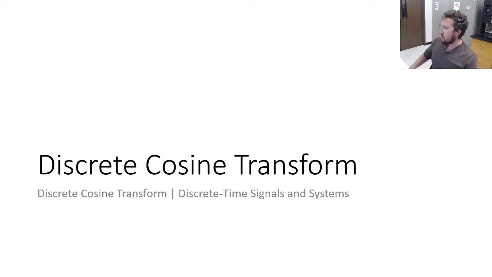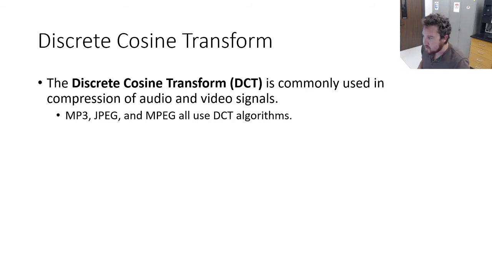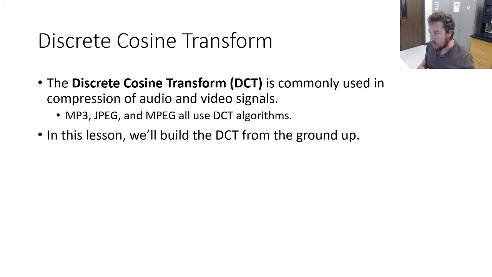So first, let's talk about the discrete cosine transform. It is commonly used in compression of audio and video signals. It's a really popular way of doing signal compression. It's used in MP3s, it's used in JPEGs and MPEGs, and all of them at their core use this discrete cosine transform algorithm. So if you're doing signal compression, DCT is a good place to start. And in this lesson, we're going to build the DCT up from the ground up. We'll start from basic principles, and we're going to end up with a Python function that performs a discrete cosine transform.